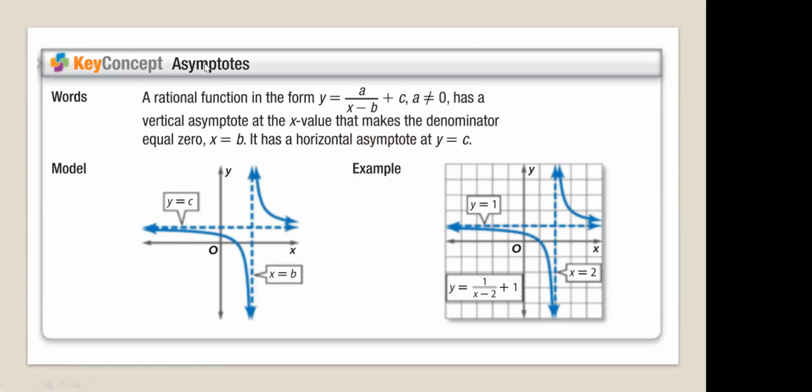Then it talks about asymptotes, and it says a rational function in the form of y equals a over x minus b plus c, where a is not equal to 0, has a vertical asymptote at the x value. That's the one we were just looking at, where we set the denominator equal to 0. And it has a horizontal asymptote at y equals c. So if something is being added or subtracted to that function, that is going to be your horizontal asymptote. If nothing is there, then your horizontal asymptote is 0.